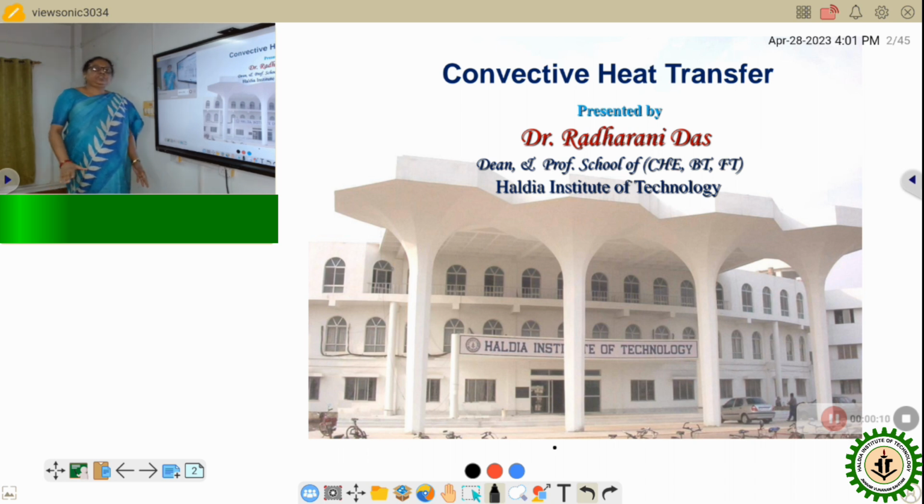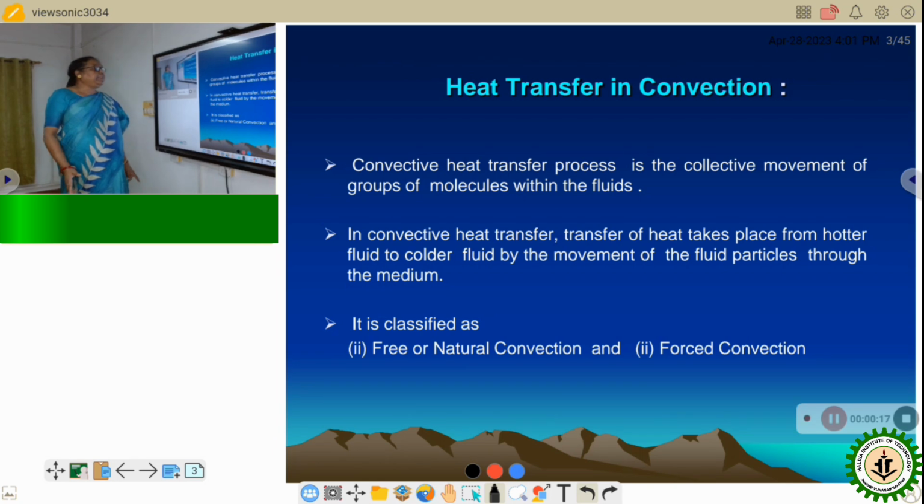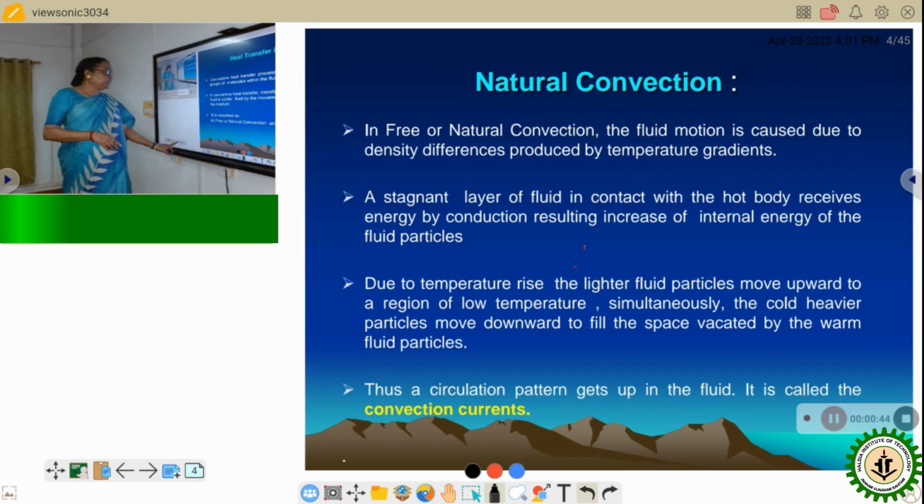My topic to discuss is convective heat transfer and its application in the various heat transfer areas. The convective heat transfer process is the collective movement of a group of molecules within the fluid. In convective heat transfer, heat takes place from the hotter to the colder body by the movement of the fluid particles through the medium, and it is characterized as free or natural convection and forced convection.